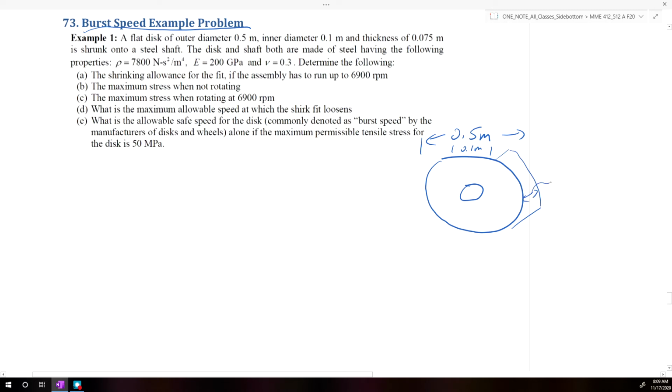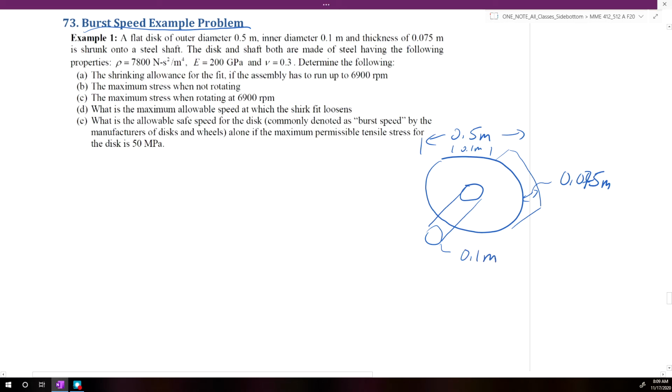of 0.075 meters. Then we said that this disk is shrunk onto a steel shaft. There's a shaft going through it, and that shaft has an approximate diameter of 0.1 meters. Both of these are made of steel, and they have the following material properties.